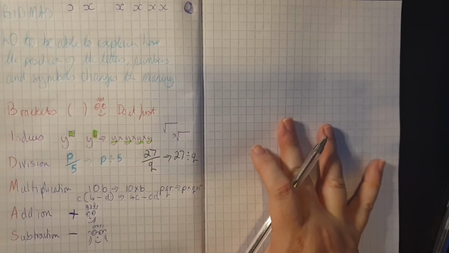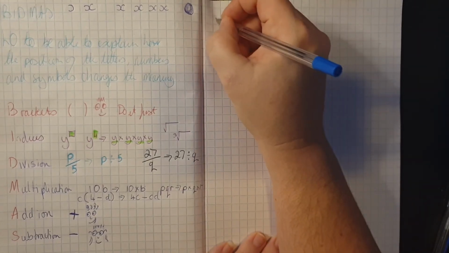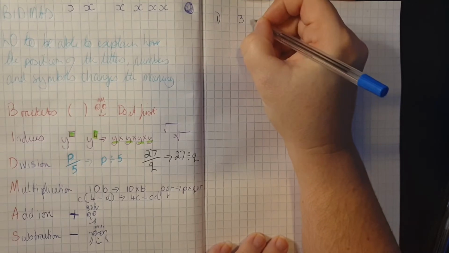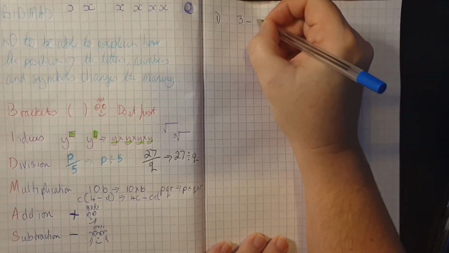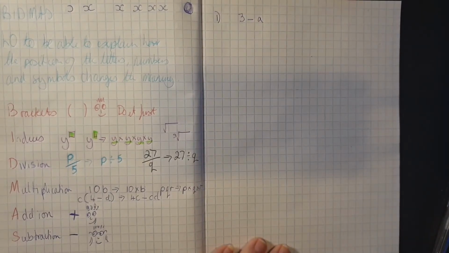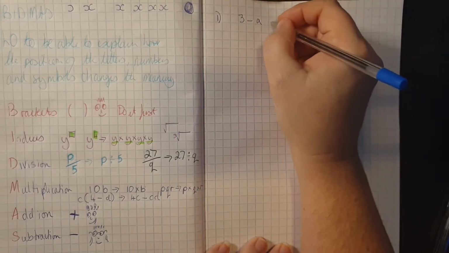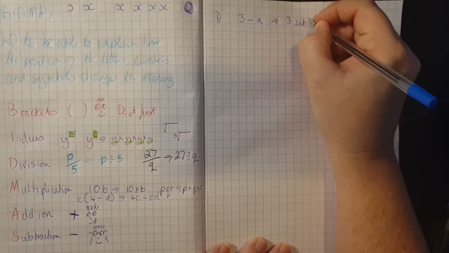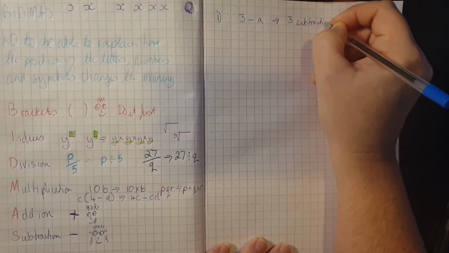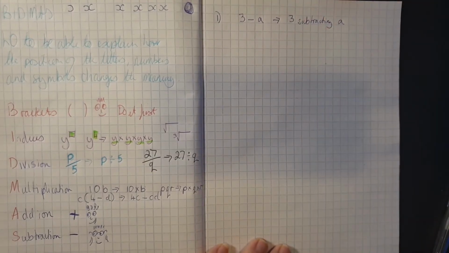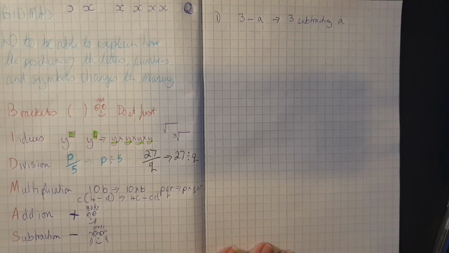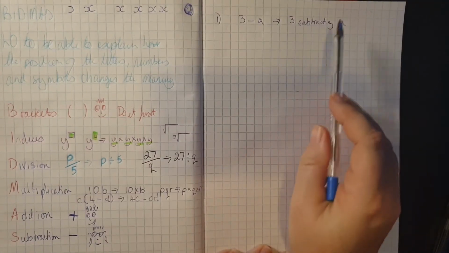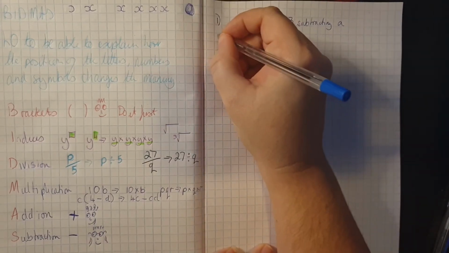Lovely. Example number 1. I'm going to take that number, that symbol, and that letter. What are we doing? Well, we're taking 3 and we are subtracting A. We don't know what A is at the moment. What we do know is it varies, it will change. It is 3 minus A.